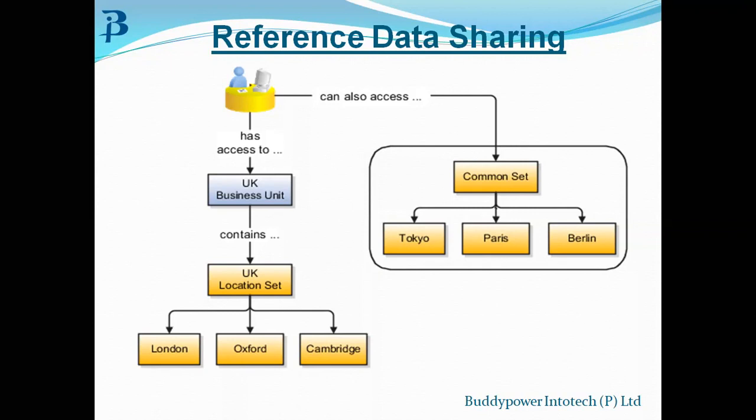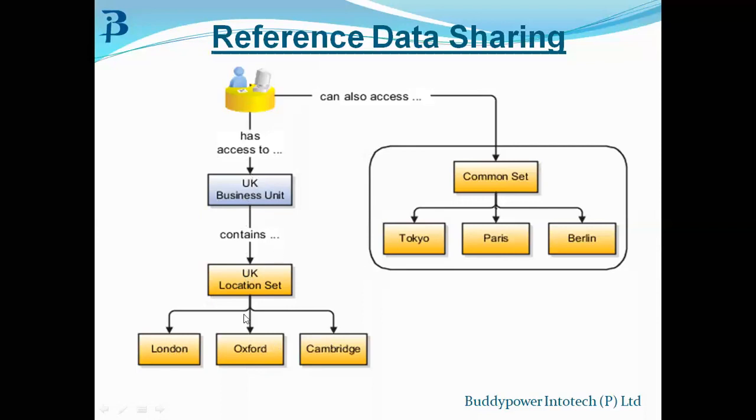Most organizations create new enterprise reference data depending on their need. As in this figure, you can see that both types of reference data are shared. Even in the enterprise set you can share it, and even in the common set you can share it. Now this particular user can see both types of reference data sharing, and can access the data assigned to a specific set, which is the UK business unit, which again contains your UK location set: London, Oxford, and Cambridge.